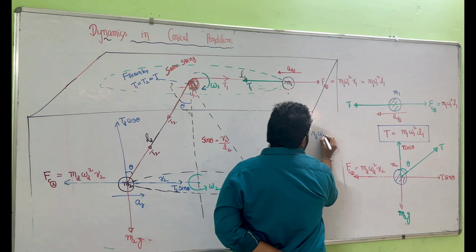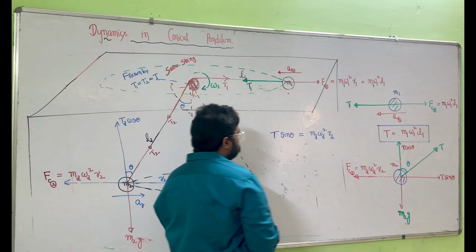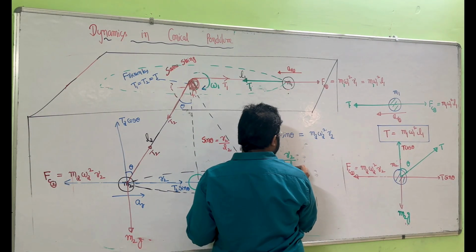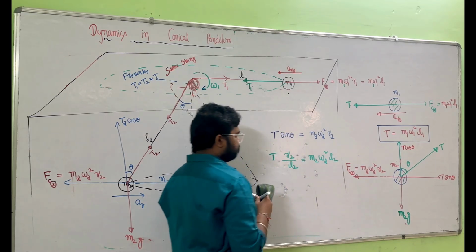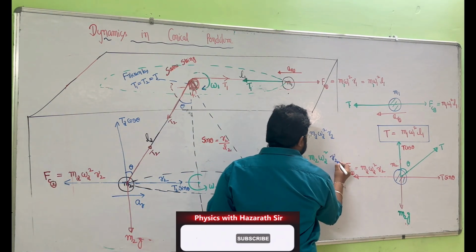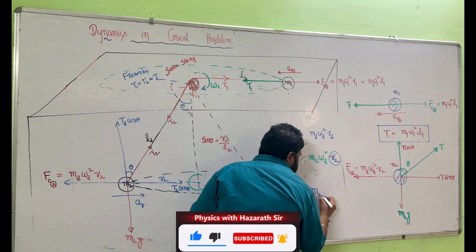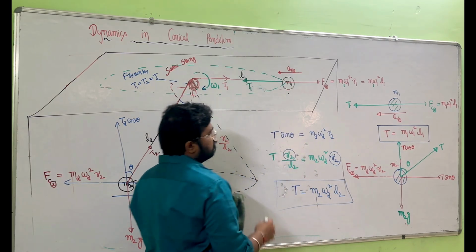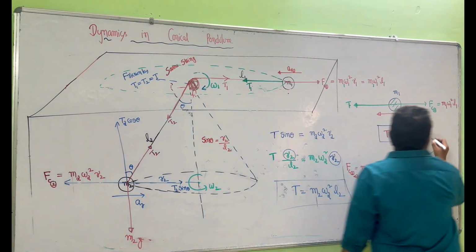M2 omega 2 square R2. Sin theta equal to how much? R2 by L2. M2 omega 2 square L2. So finally T equal to how much? This is R2. R2 gets cancelled out. T, you can confidently write M2 omega 2 square L2. Clear? So this is equation number 1.